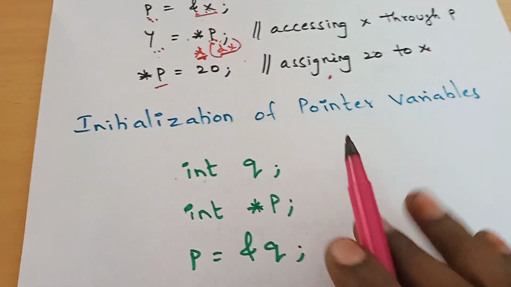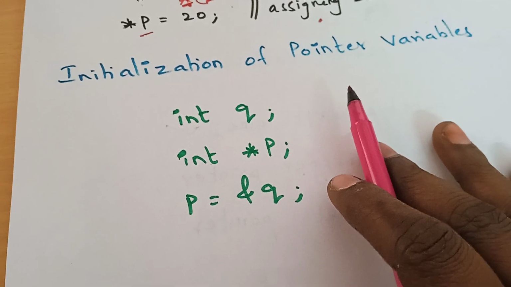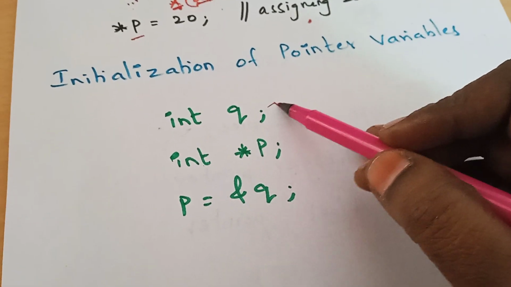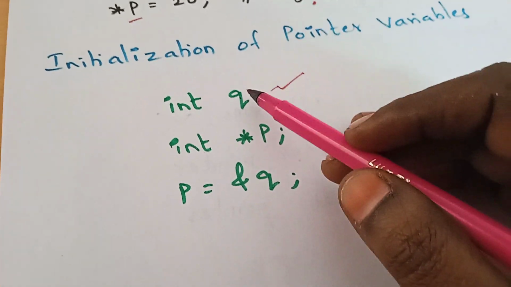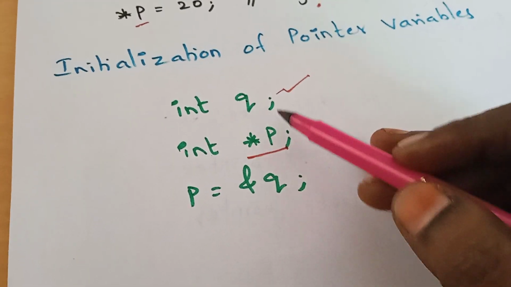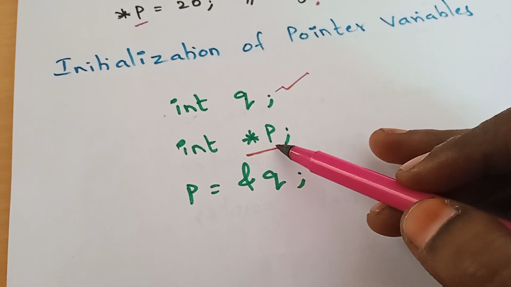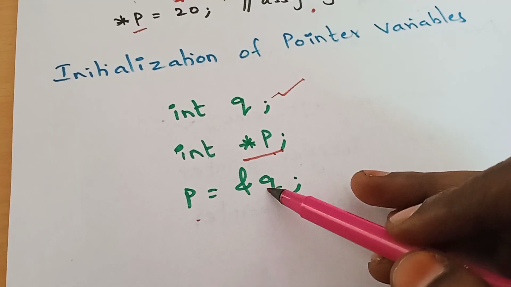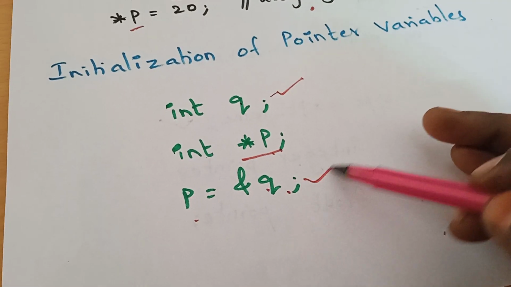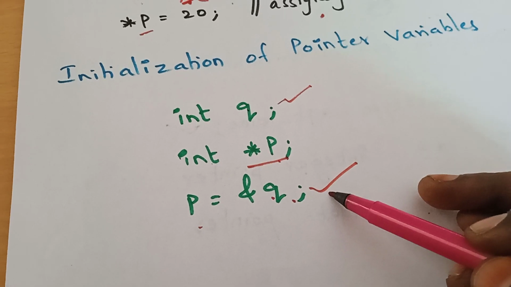Now let's see initialization of pointer variable. How can I initialize a pointer variable? Like this. Int q, it's some variable. Int star p, it's my pointer variable. As I'm calling it a pointer variable, it should hold the address of the other variable. Now this is called initialization of pointer variables.